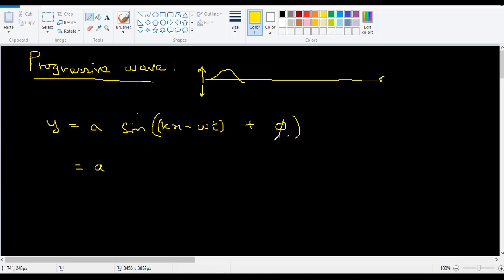sine(A plus B), right? So sine(A plus B) is sine A cos B plus cos A sine B. That means I'll be getting A cos phi sine(kx minus omega t) plus A sin phi cos(kx minus omega t).